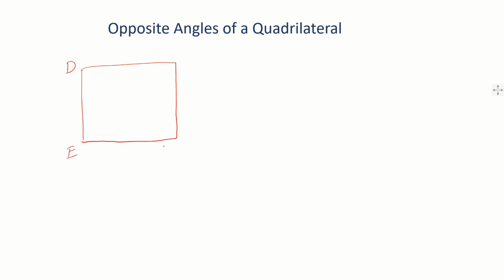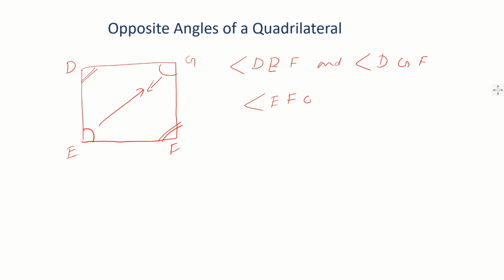D, E, F, G. Here is an angle. The opposite angle will be this angle. Angle E, F, G and angle G, D, E, then this angle. Opposite. You write angle E, F, G and angle G, D, E.